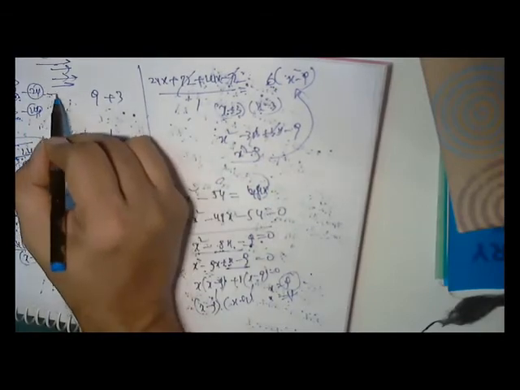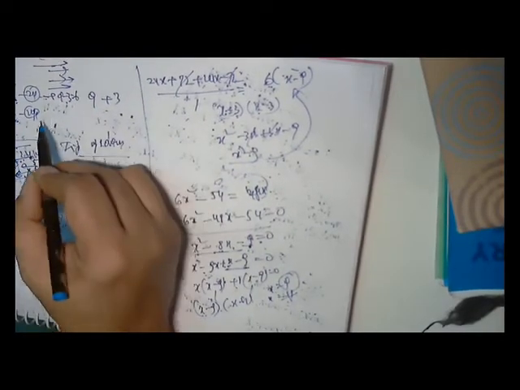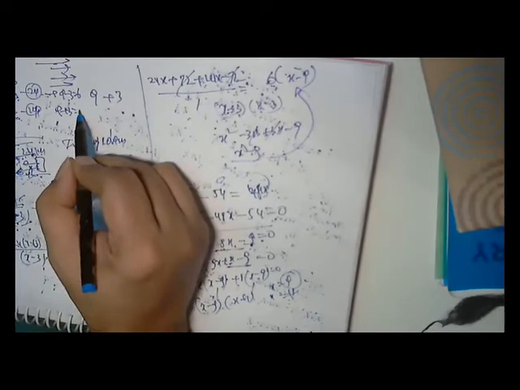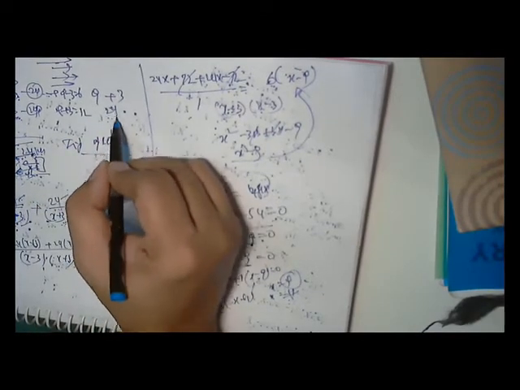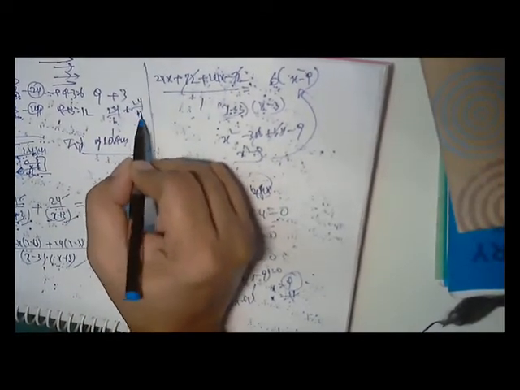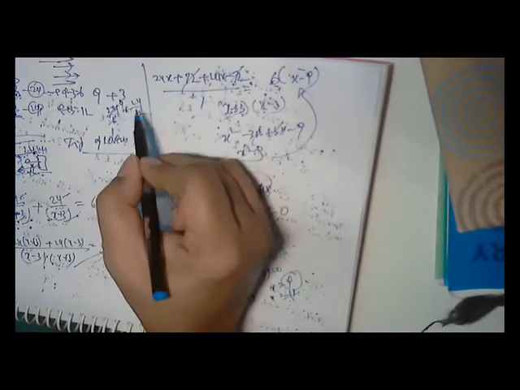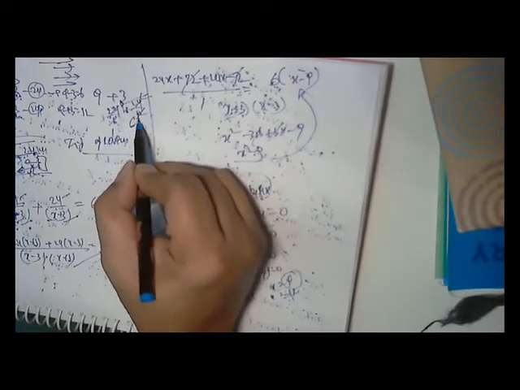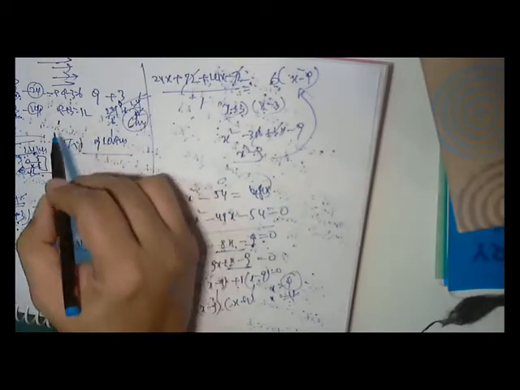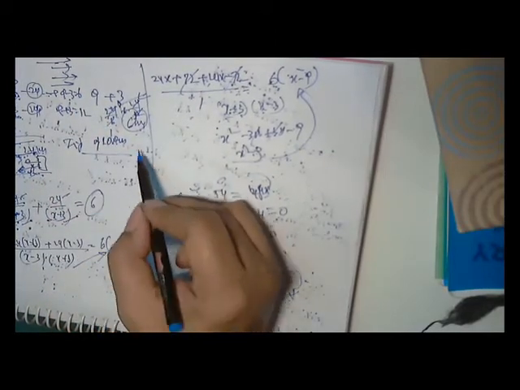If you see upstream, what is the speed? 9 minus 3, 6. Downstream, 9 plus 3, 12. So 24 by 6 plus 24 by 12. 6 fours, 12 twos. 4 plus 2 is 6 hours time. So we got this 6 hours time. So my problem is correct.